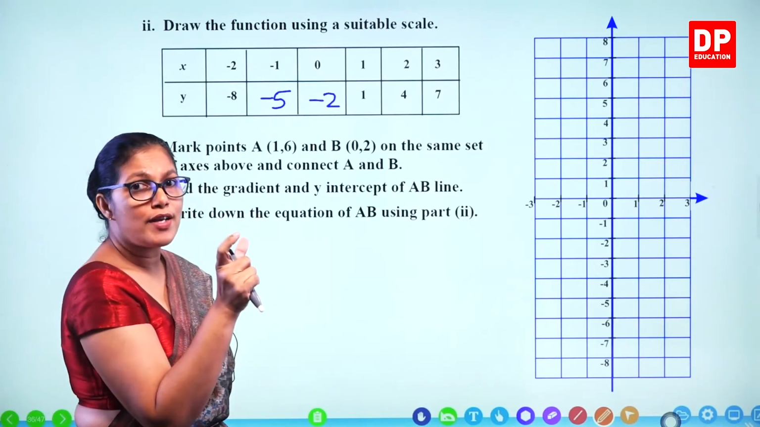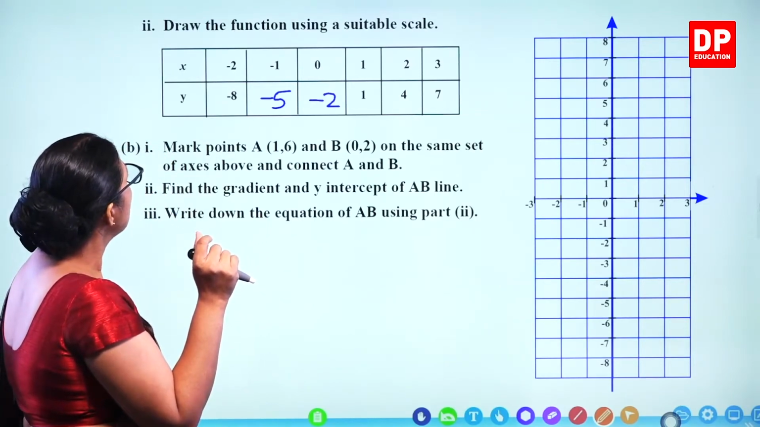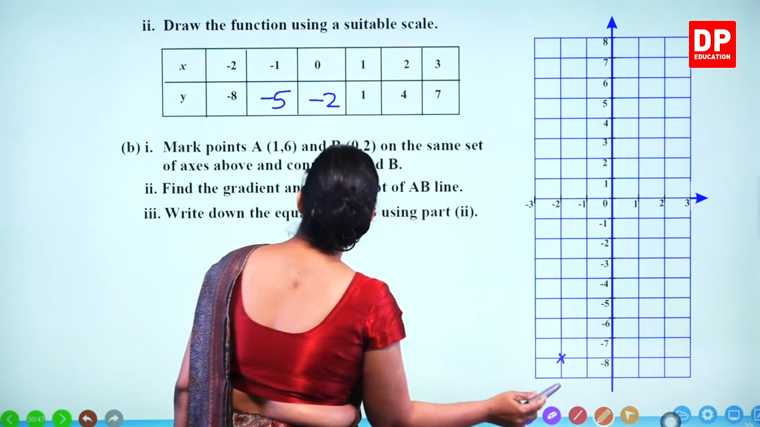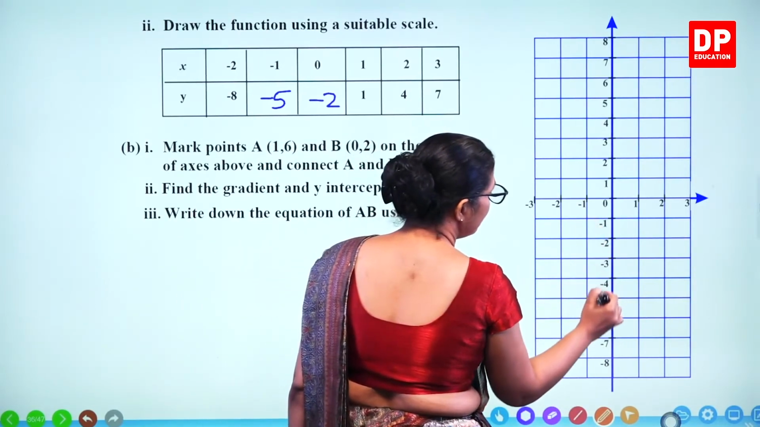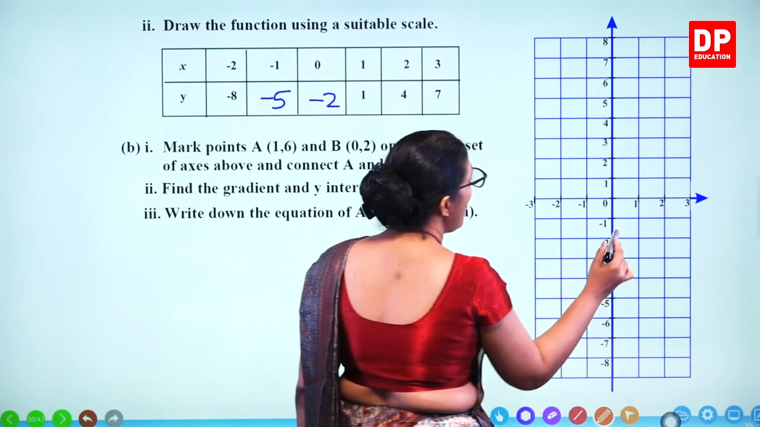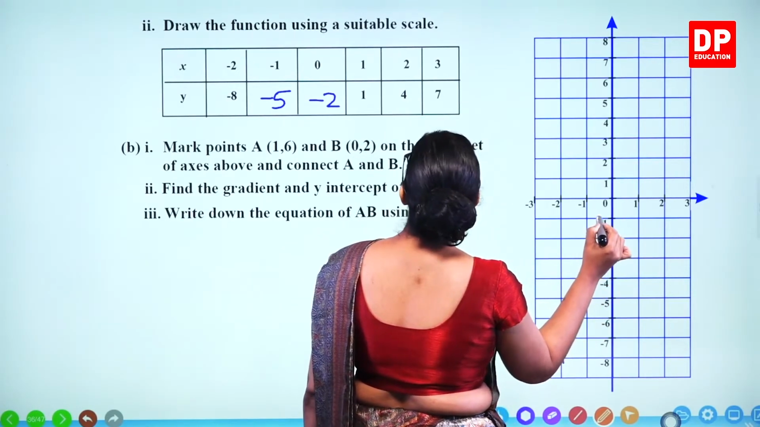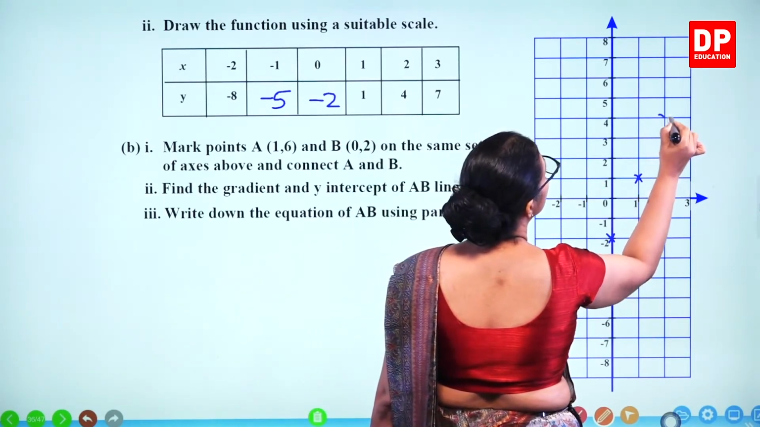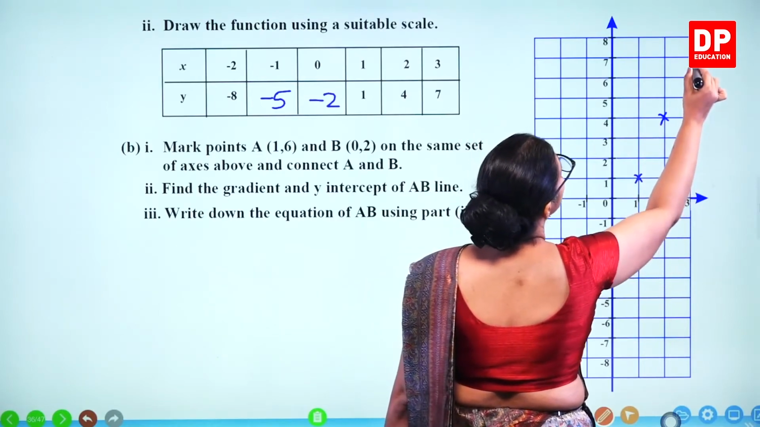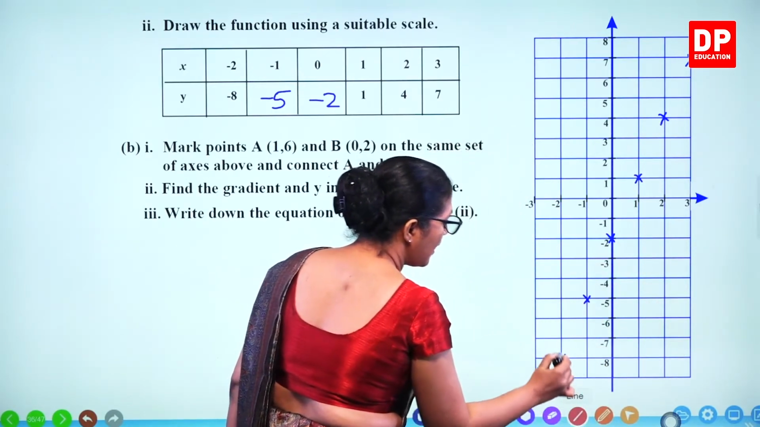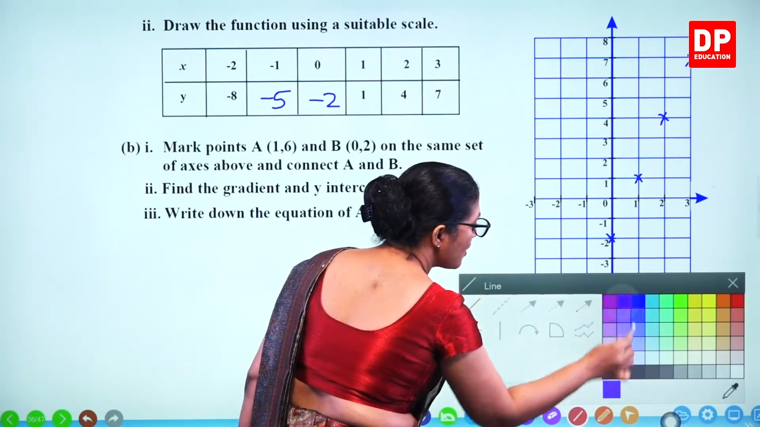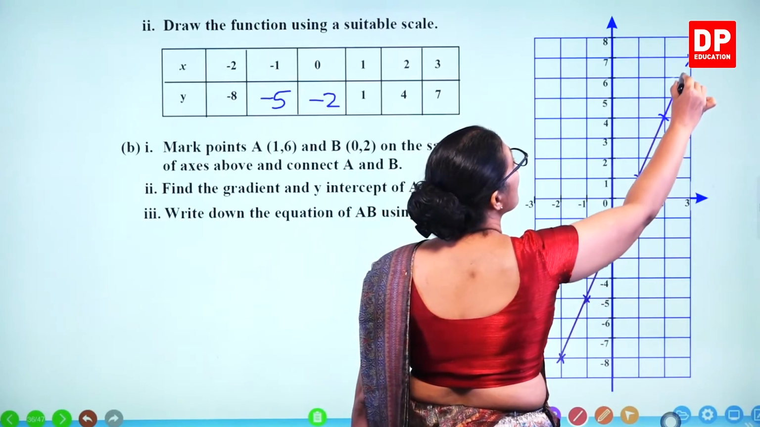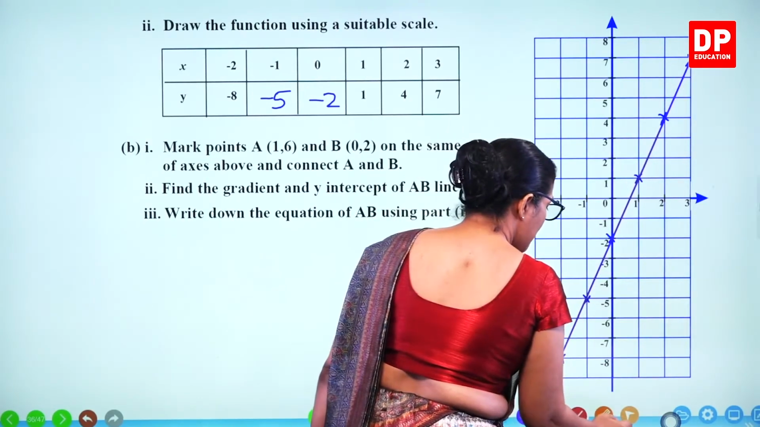So 1 square, 1 unit. Mark the points. Minus 2, minus 8. Minus 1, minus 5. 0, minus 2. 1, 1. 2, 4. 3, 7. So you can connect all the points. I'll take a different color so that you can see the line. So this is the straight line given.